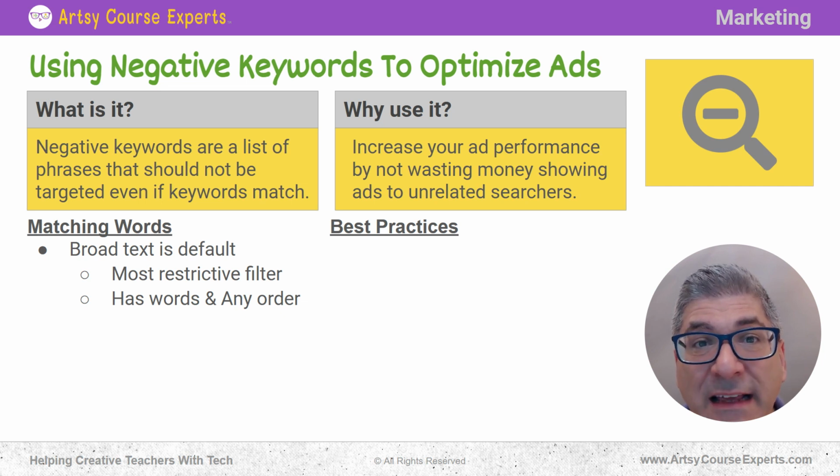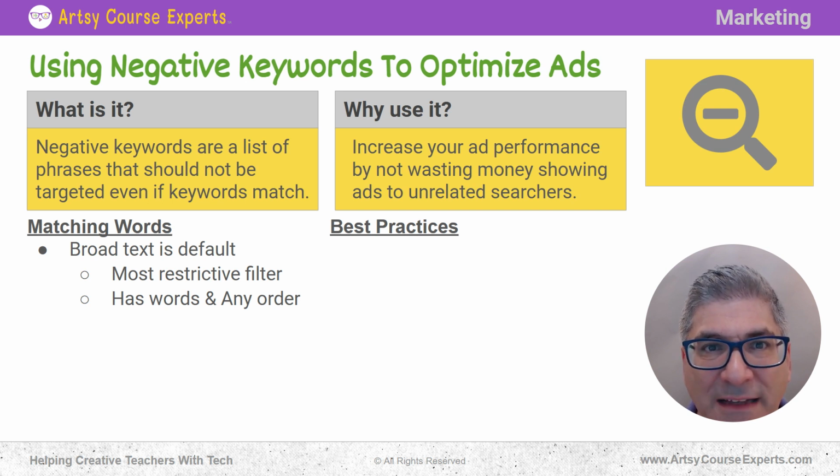But remember, this is negative. Actually, the broad text is the most restrictive filter. With broad negative searches, if any of the words are there in any order, then that particular search will not show your ads. Next is kind of a medium filter, and this is called a phrase match.